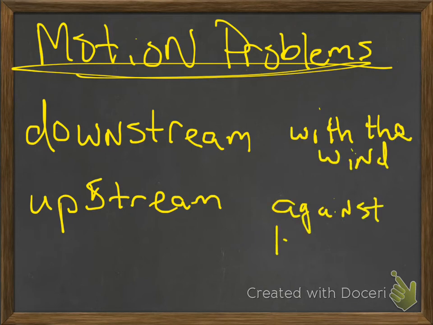Now, with downstream or with the wind, that means it's behind you and it's pushing you along, so that adds to your speed. Upstream or against the wind, that's going against you. That's in your face and slows you down. So that's a minus to your speed.